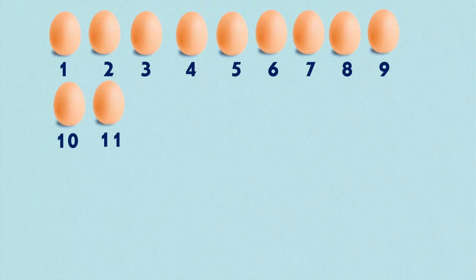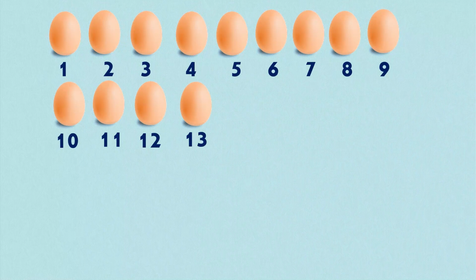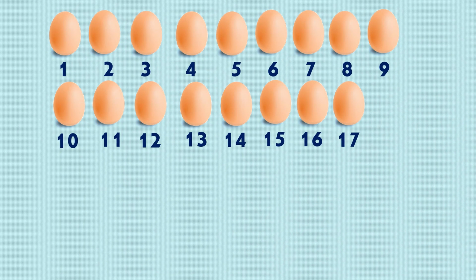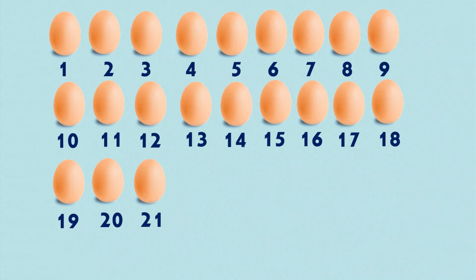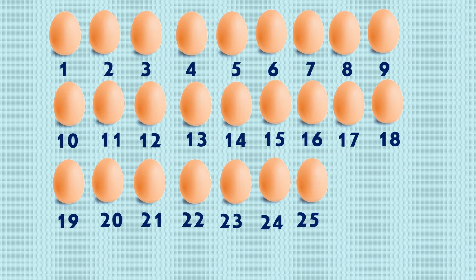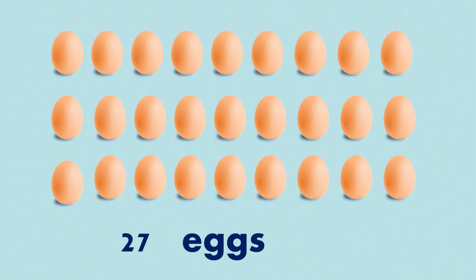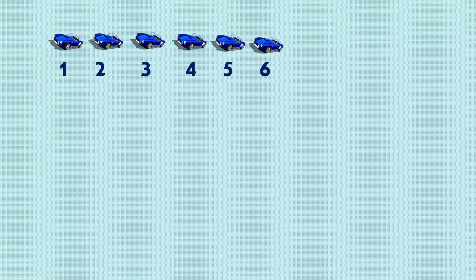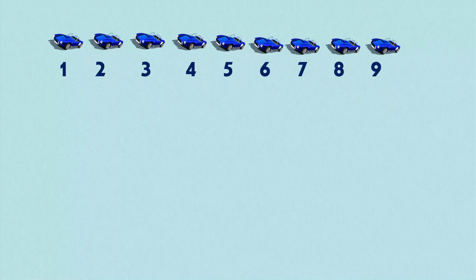0, 1, 2, 3, 4, 5, 6, 7, 8, 9, 10, 11, 12, 13, 14, 15, 16, 17, 18, 19, 20, 21, 22, 23, 24, 25, 26, 27. 27 eggs. 27.